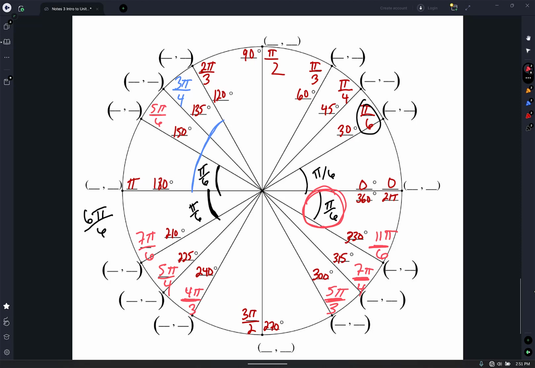In quadrant 3, 1 more. The integer, the numerator, is 1 more than the denominator. That's a 6, so a 7. That's a 4, so a 5. That's a 3, that's a 4.